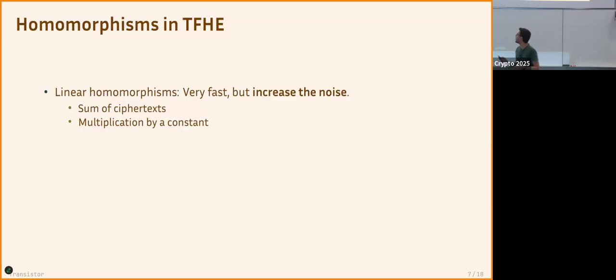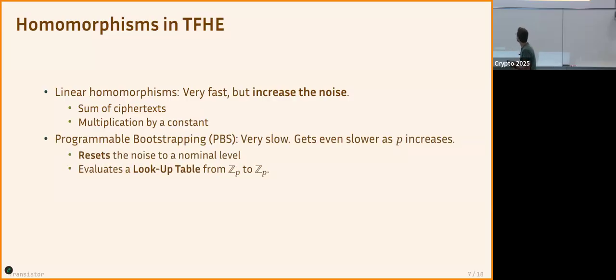So you cannot do linear homomorphism forever, because at some point, the noise is going to be so large that you're going to destroy the information you have in your ciphertext. But there's a way out of here, which is the programmable bootstrapping. So the PBS. The PBS is kind of the killer feature of TFHE.